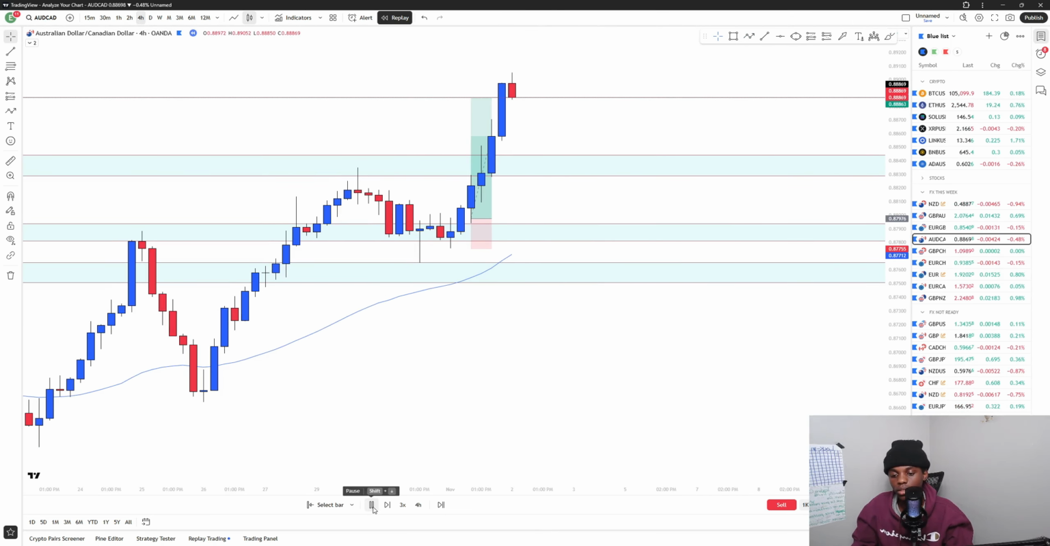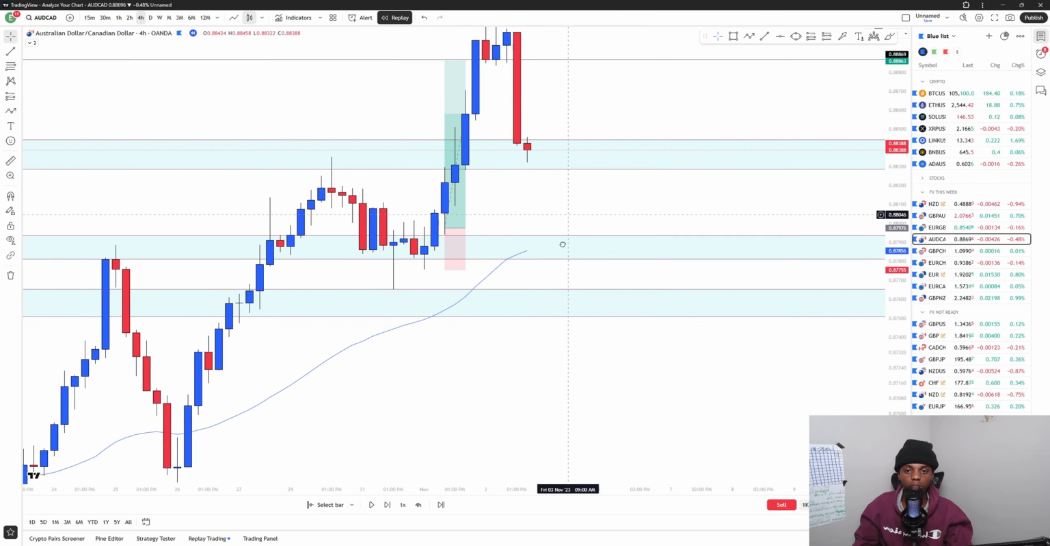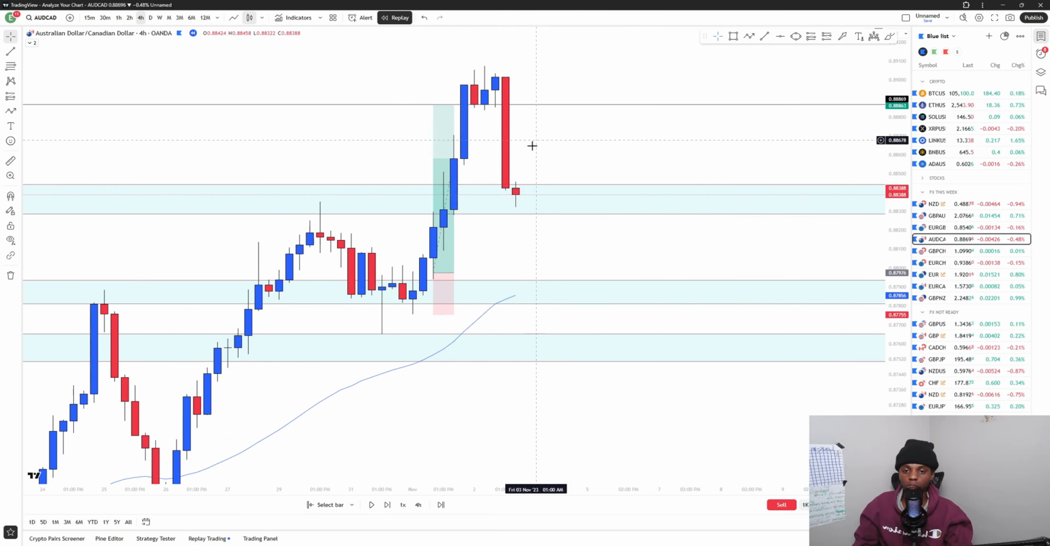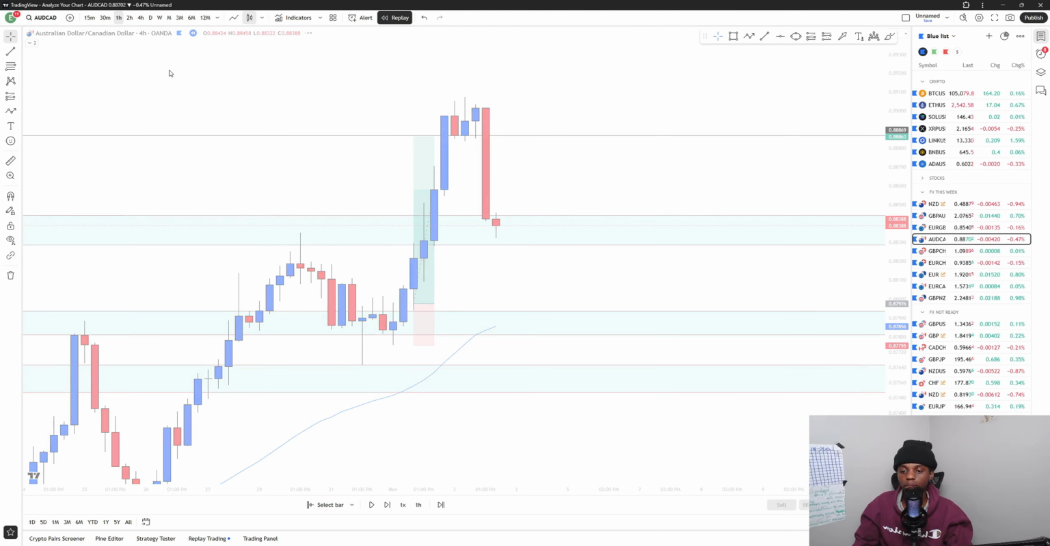Let's see. Okay, we just pull back. Let me put this on 1x. Price is now at the first area of interest. Again, since all the time frames are bullish, I just wait for a shift of structure just like before. Trading is very repetitive. It's the same thing over and over again. Sometimes you win, sometimes you lose.